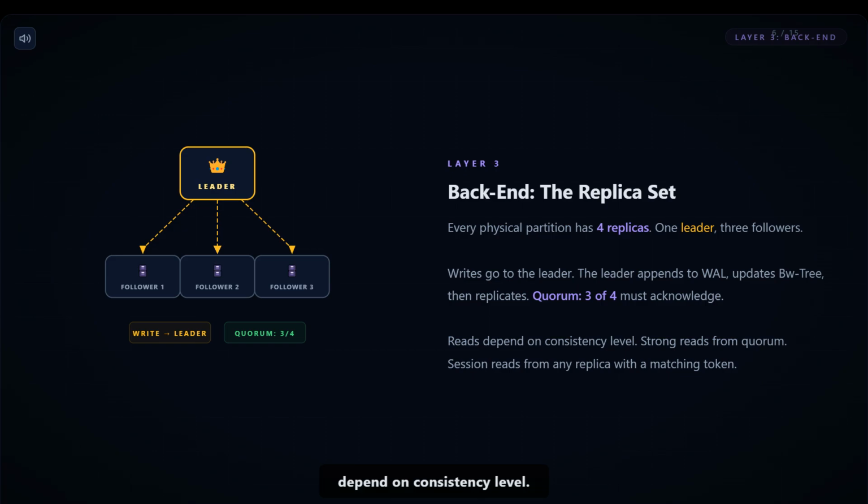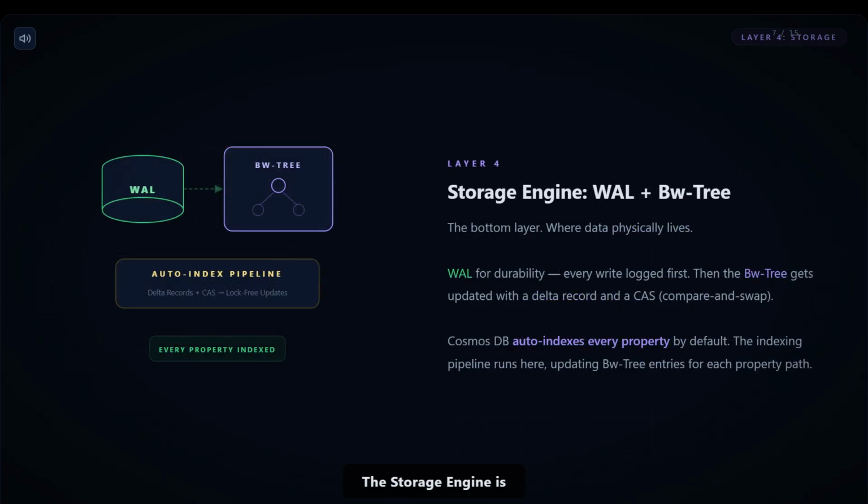The storage engine is the bottom layer. This is where your data physically lives. We covered this in Foundation 2. The BW tree indexes your documents. Every write goes to the WAL first for durability. Then the BW tree gets updated with a delta record and a CAS. Cosmos DB also auto-indexes every property in every document by default. The indexing pipeline runs inside this layer, updating the BW tree index entries for each property path. When a read arrives, the storage engine traverses the BW tree, walks any delta chains, and returns the data.